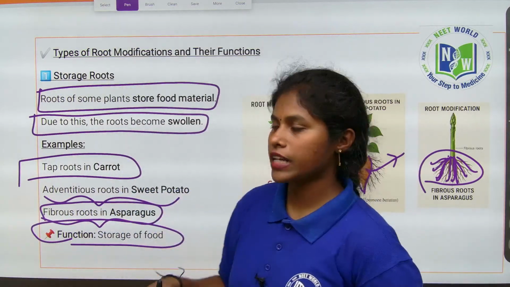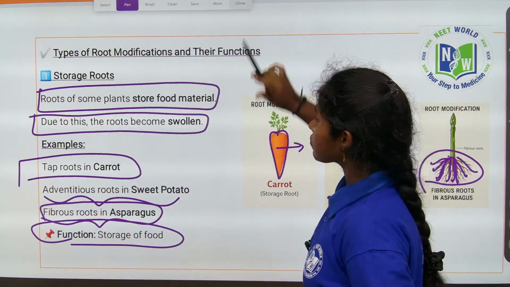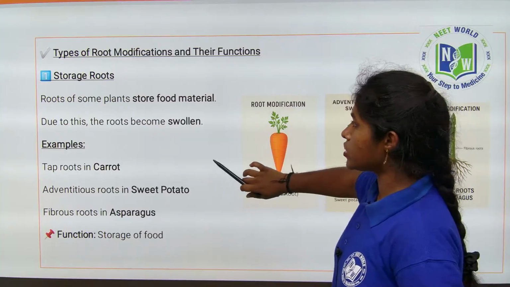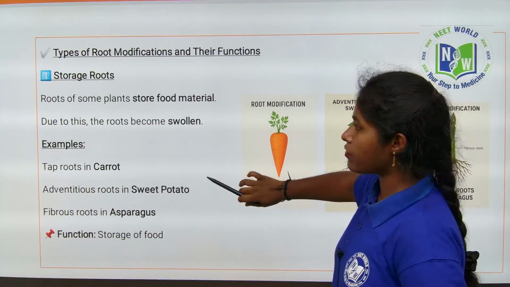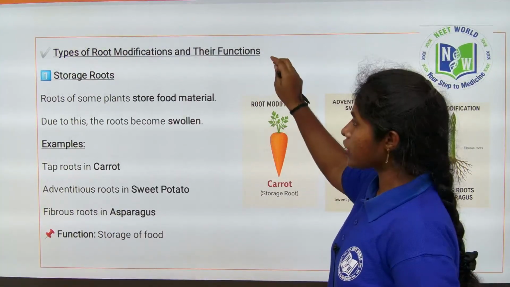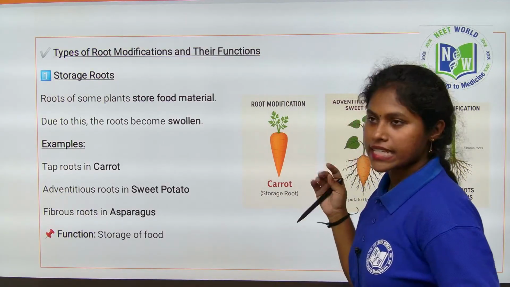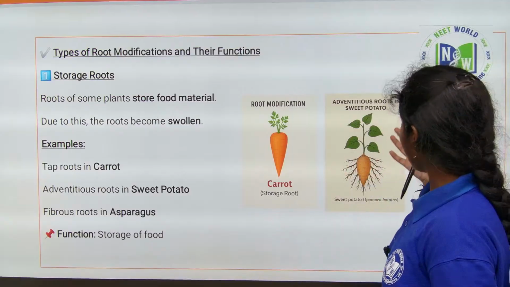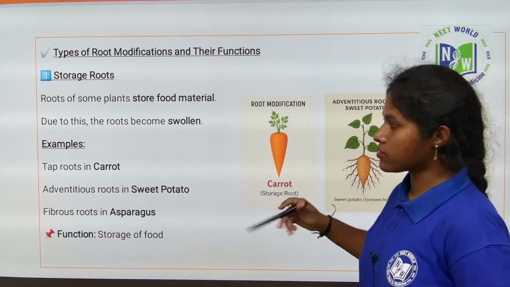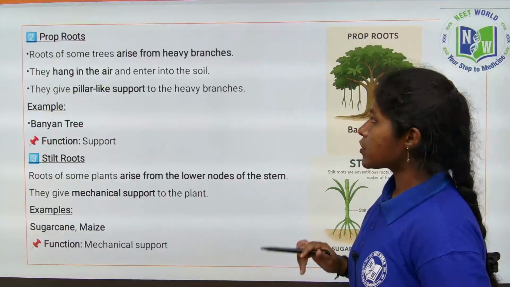Let's see another type of modification. So this is the storage of roots. From the types of root modification and their functions, the function of the storage root is the storage of food. The good examples are carrot, sweet potato and also asparagus. Coming to the next one, prop roots.